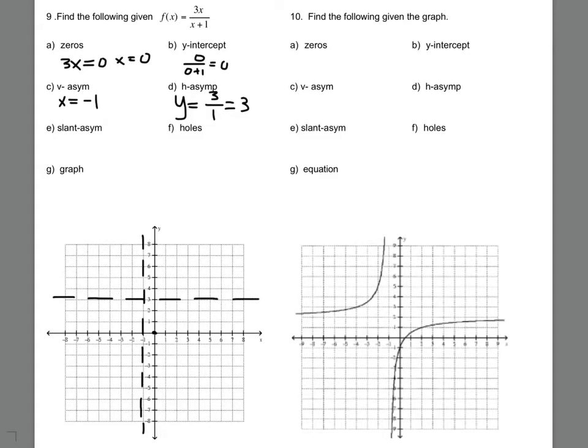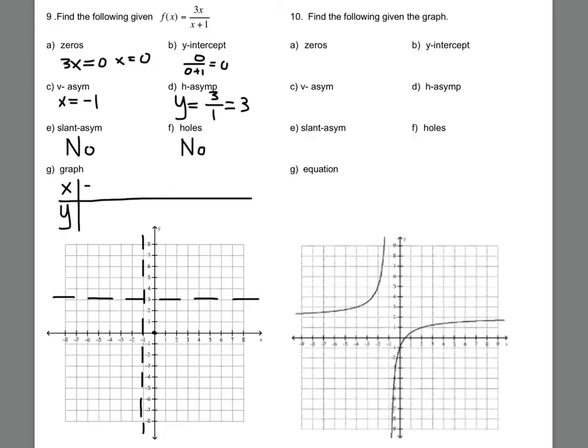Slant asymptote. They are the same degree, so I won't have any slant asymptote. Holes, they are the same degree and no common factors, so there are no holes. So the next step will be our graph. We have the basic information: the x-intercept and y-intercept located at the same point, the horizontal asymptote at y equals 3, and the vertical asymptote at x equals -1. We don't have any other information, so the next step would be to pick some x values and then calculate the corresponding y value to help us make a more accurate graph.